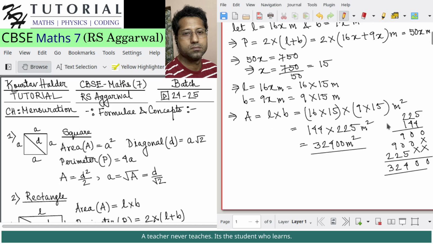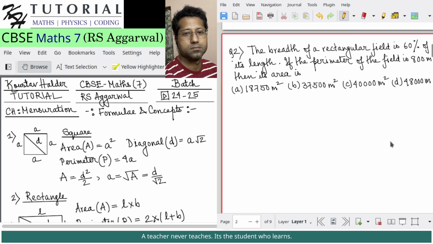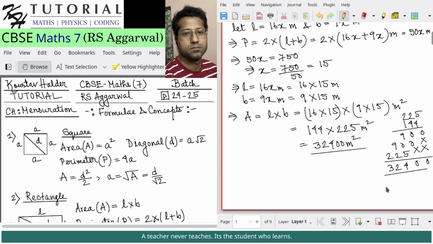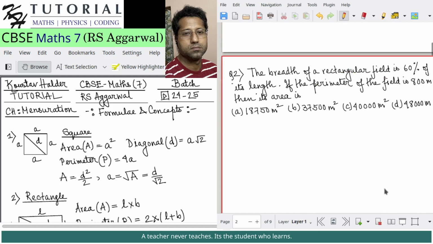Okay, let's do problem number 2. The breadth of a rectangular field is 60% of its length. If the perimeter of the field is 800 meter, then its area is. This question is very similar to question number 1. In question number 1, the ratio of length and breadth was given. This time in question number 2, the breadth is given to be 60% of length.